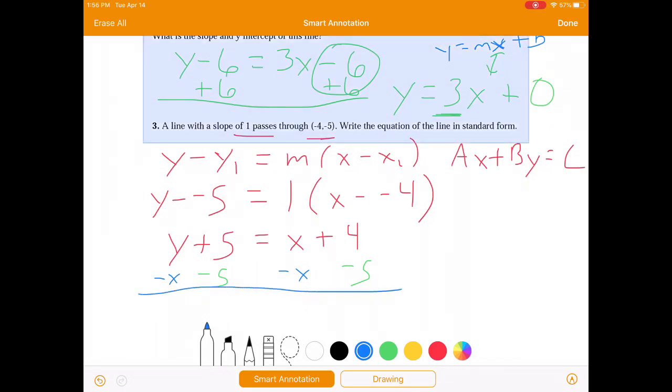And just to keep it in that ax plus by form, I'm going to put the x first, so negative x plus y equals negative 1. And that is in standard form. We have the x and the y on one side and just a constant on the other side.